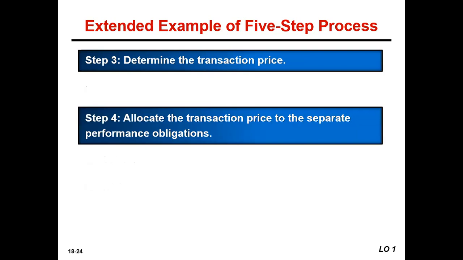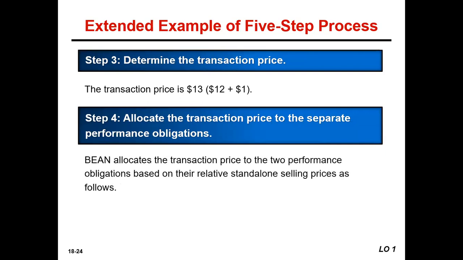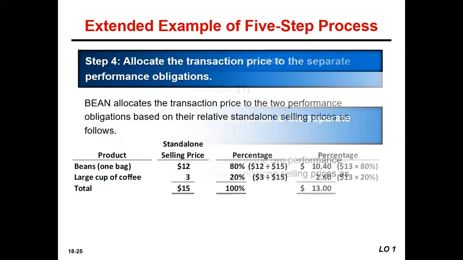Step 3, determine the transaction price. So the transaction price is 13. How did we get that? That was given in the example. And then allocate the transaction price to the separate performance obligations. So the shop is allocating to the two performance obligations based on the relative standalone selling prices as follows.